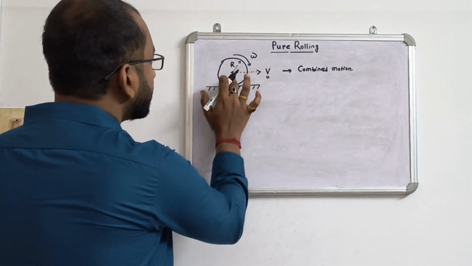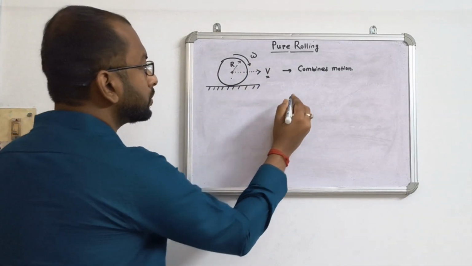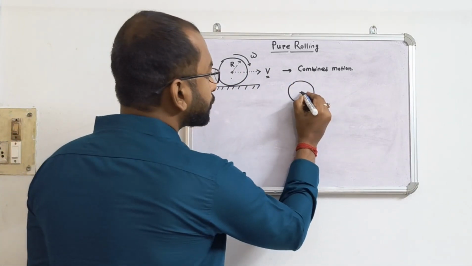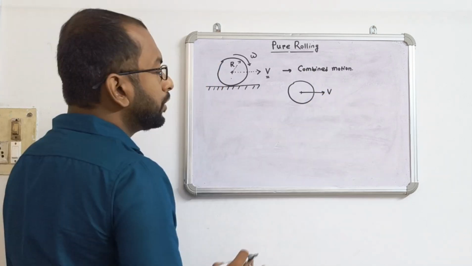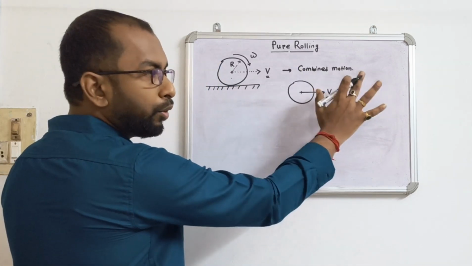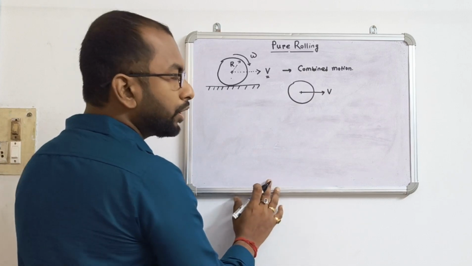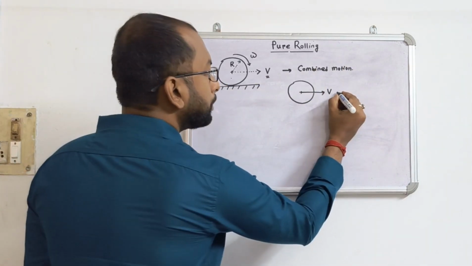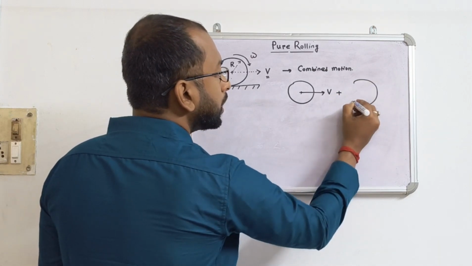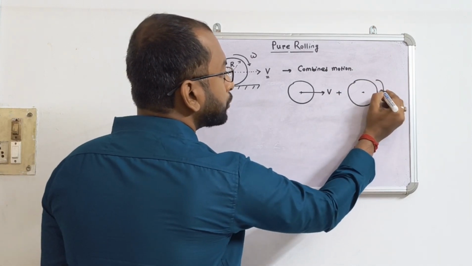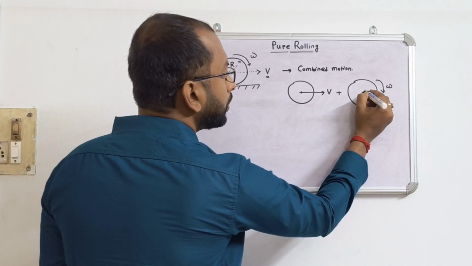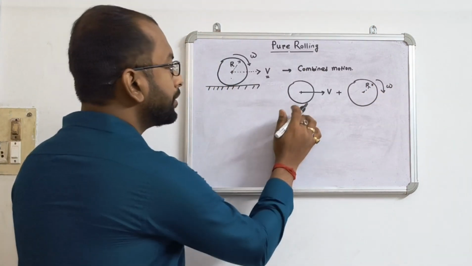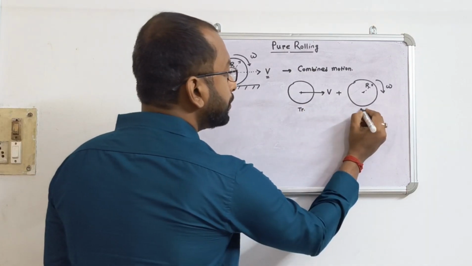So we can divide this into two motions. One is purely translational motion, where all points on this particular body are moving with the same velocity of v towards right, plus pure rotational motion, with omega and radius r. This is translational motion, this is pure rotational motion.